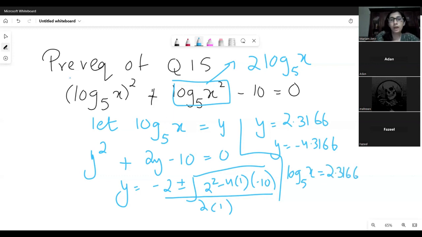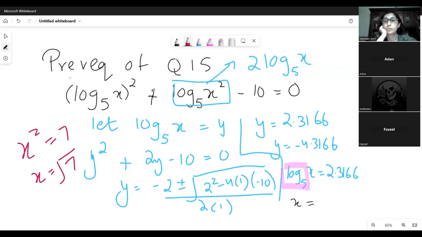2.3166. And how does log base 5 go to the other side? Log 5 raised to power 2? No no, when log 5 goes to the other side, it's not log, the log is gone. It's like if you have x square equals 7, when the square is sent to the other side, it actually becomes square root of 7. The function becomes inverse.